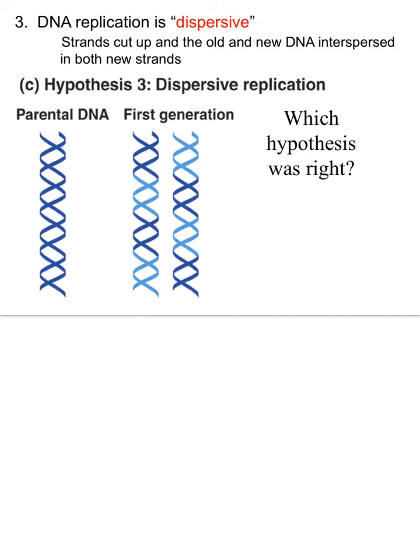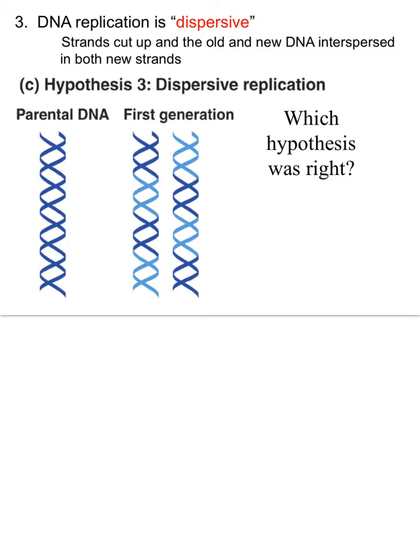And hypothesis 3 is that DNA replication is dispersive. That means maybe when the DNA copies, it gets cut up a little bit, and you have pieces of the old and the new intertwined and interspersed in both of the new strands. You can see in the picture that it goes dark blue, dark blue, light blue, maybe it's just a mix. And so that is called dispersive replication.